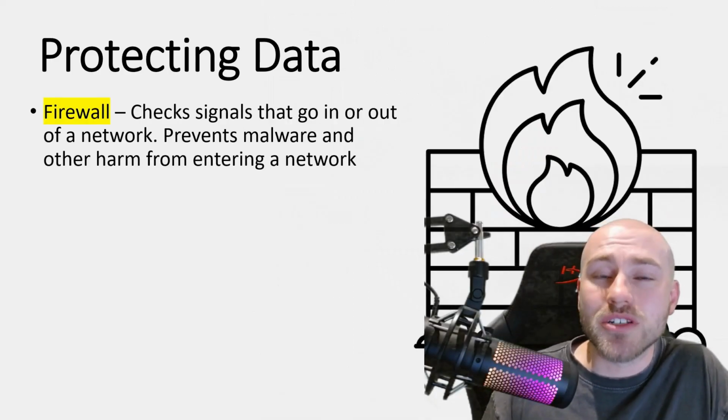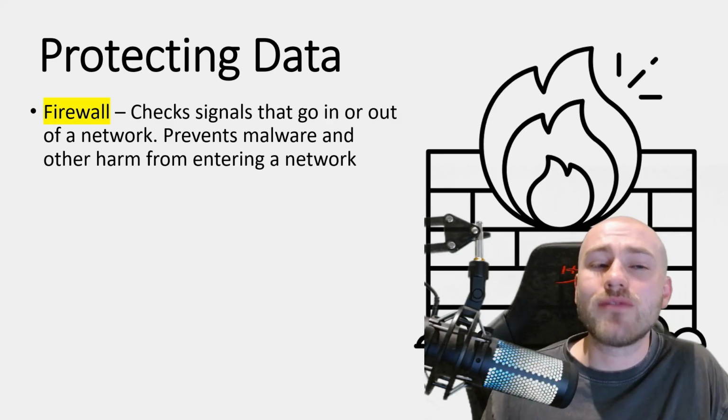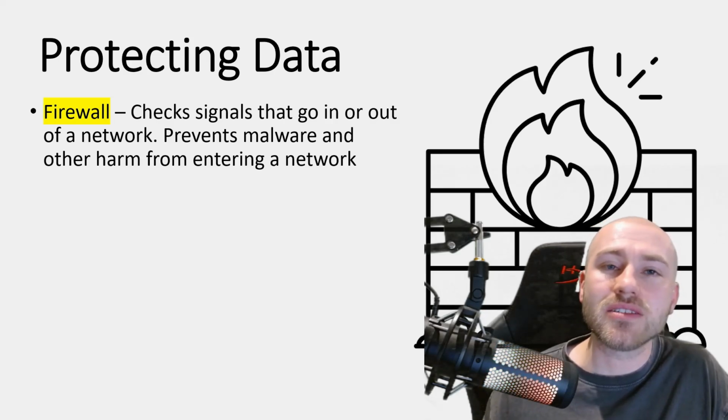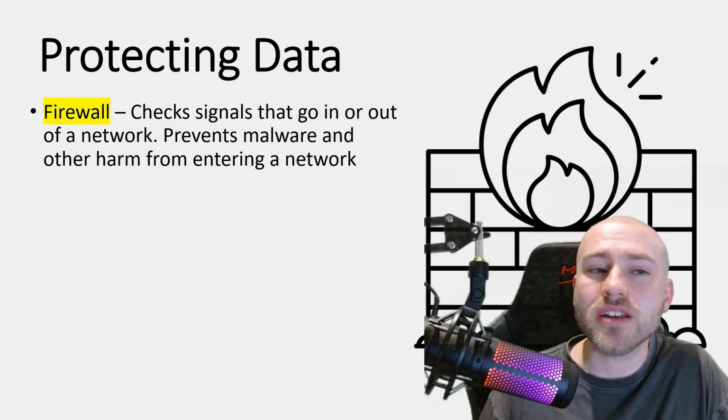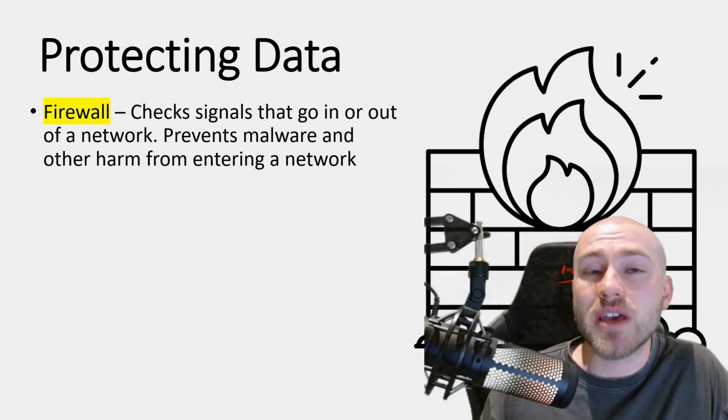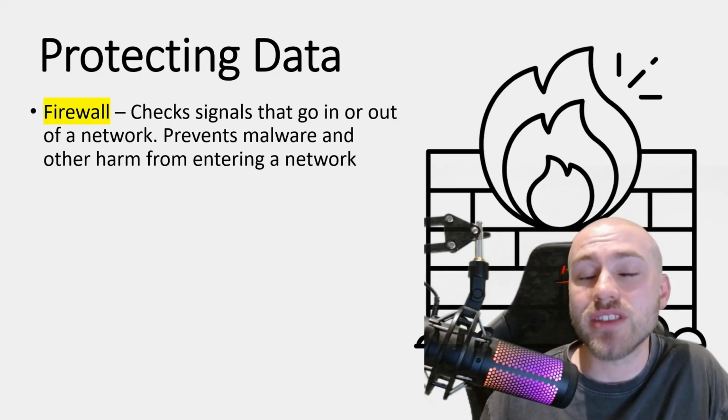Now we've got different ways of protecting that data. Let's have a little look at the prevention methods. So the first one, which is a really common one, is a firewall. A firewall will check all the different signals that are going in and out of a network. This will prevent any malware from entering the network. So if a packet looks suspicious, the firewall will prevent it from entering the network.